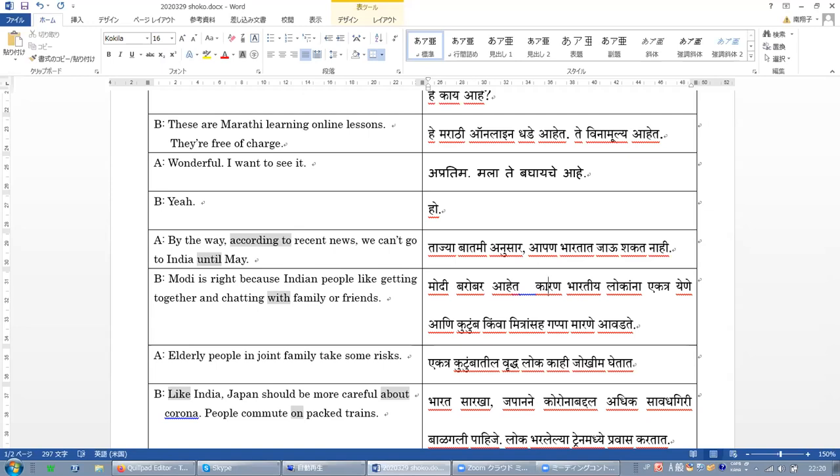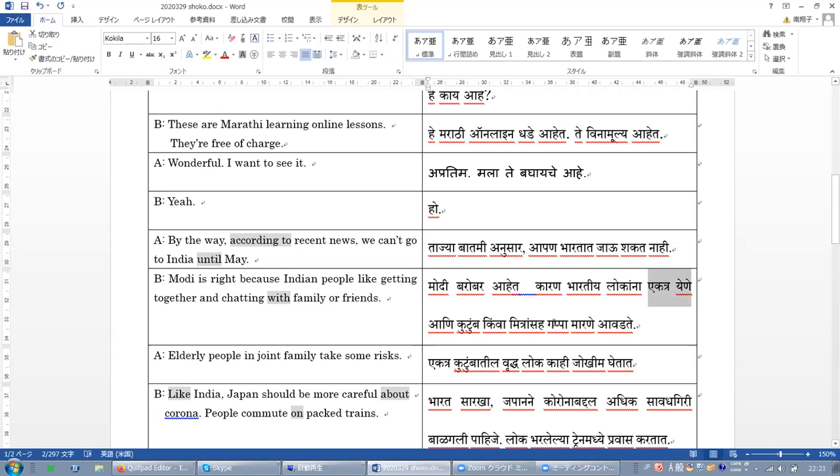Lokana ekatra yene ani kutumba kimva mitransoba gappa marane avadatte. Yeah, right. So ekatra means together. Ekatra yene is to come together.